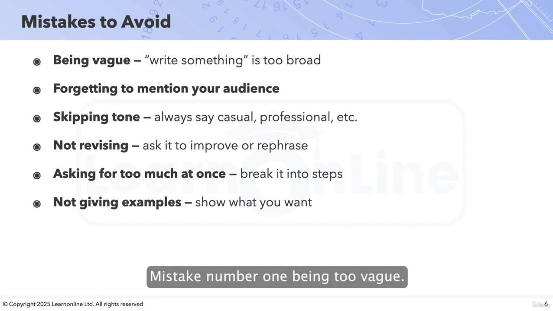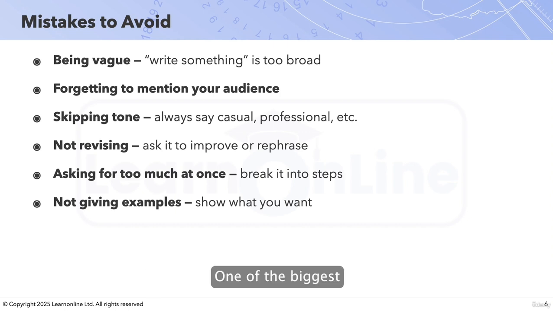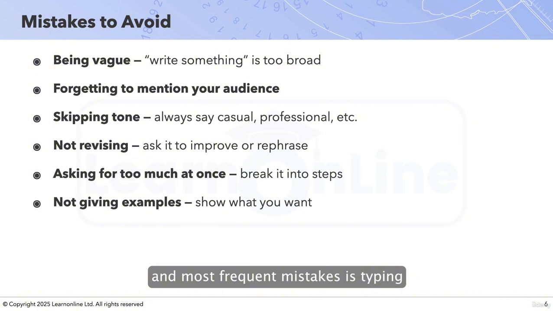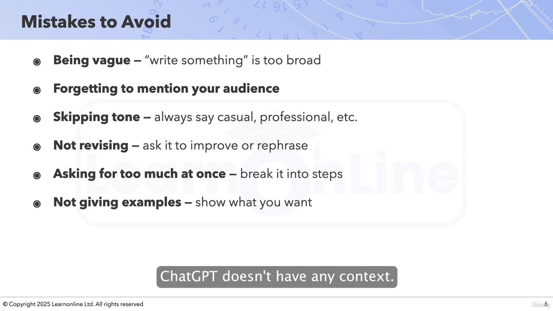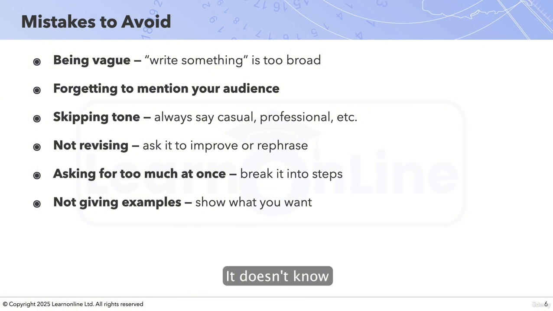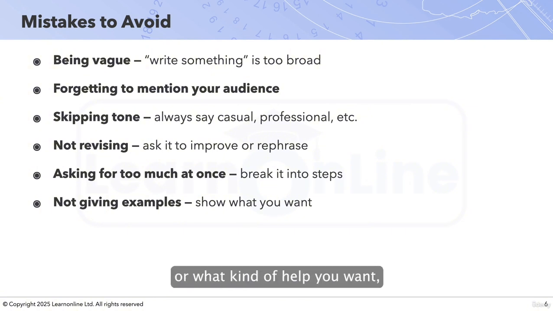Mistake number 1, being too vague. One of the biggest and most frequent mistakes is typing something like, "Write something for my business. Help me with my website. Give me some ideas." These are way too vague. ChatGPT doesn't have any context. It doesn't know what kind of business you have, who your audience is, or what kind of help you want. So it will guess, and the results usually won't be useful.